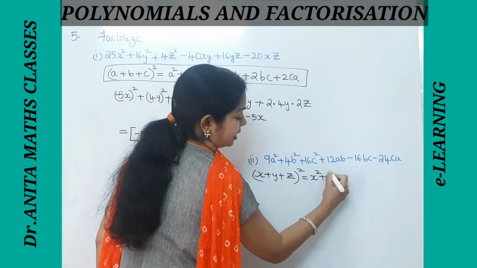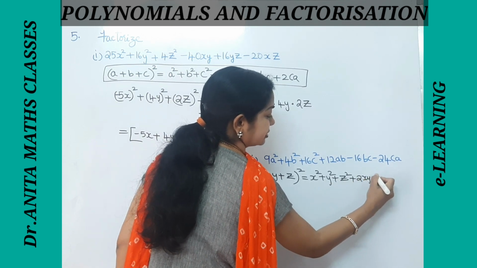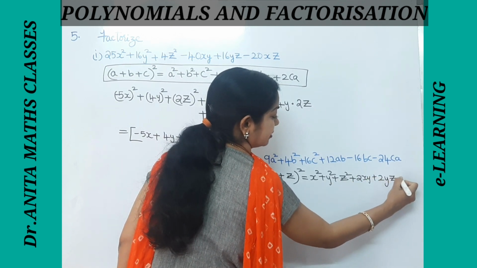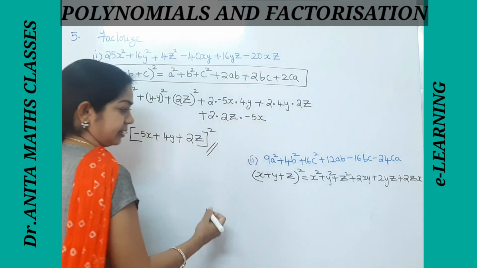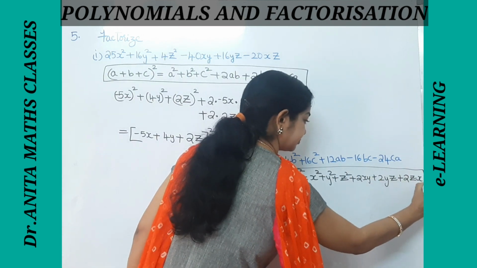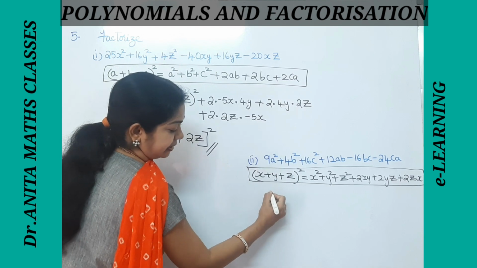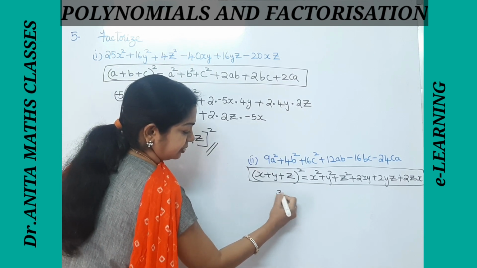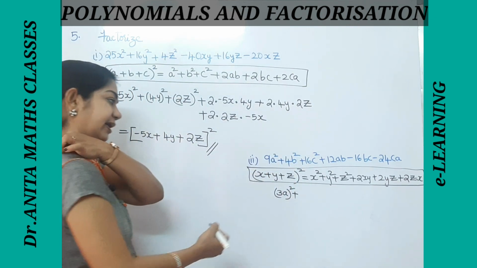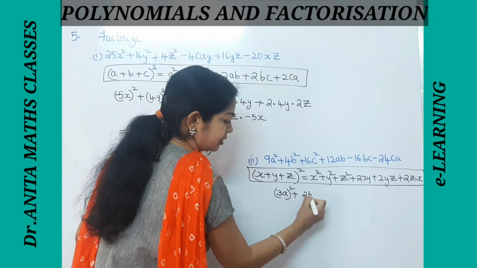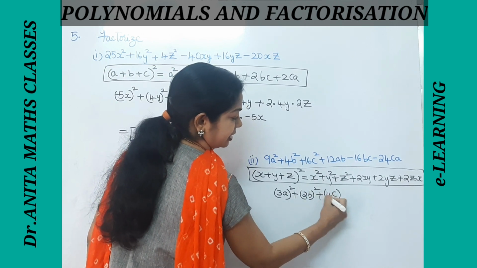x square plus y square plus z square plus 2xy plus 2yz plus 2zx. Okay, so this is the formula. Now in this formula, we will write this. Here I can write 9a square as 3a whole square. When you square it, you will get 9a square. Now 4b square, we can write as 2b whole square. Similarly 16, so 4c whole square I can write.